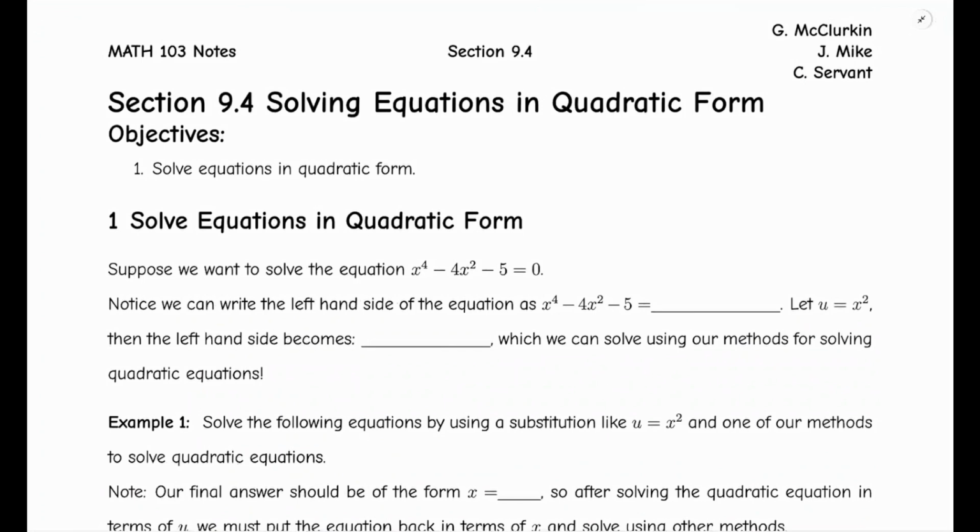Hello, this is section 9.4, Solving Equations in Quadratic Form. Part 1, Solve Equations in Quadratic Form.